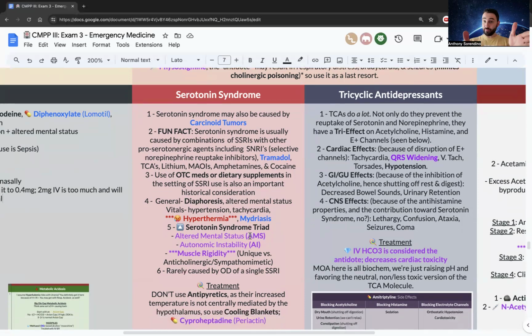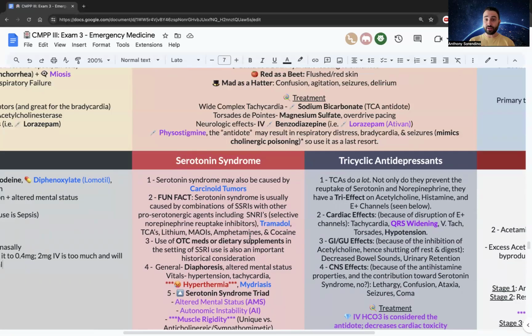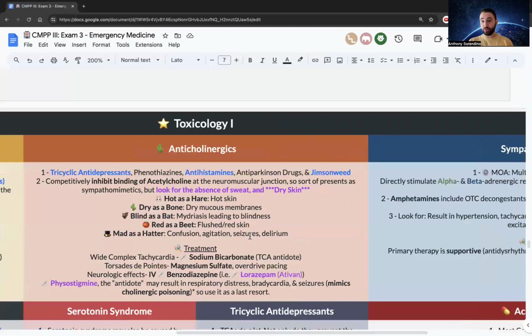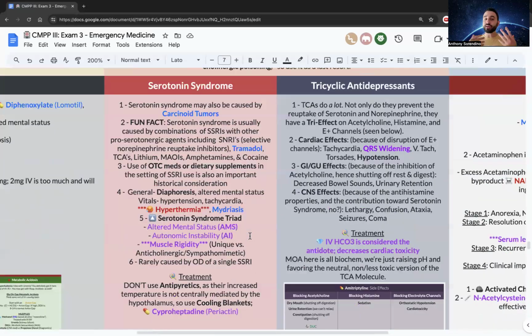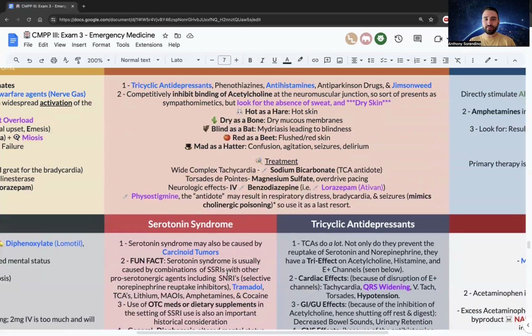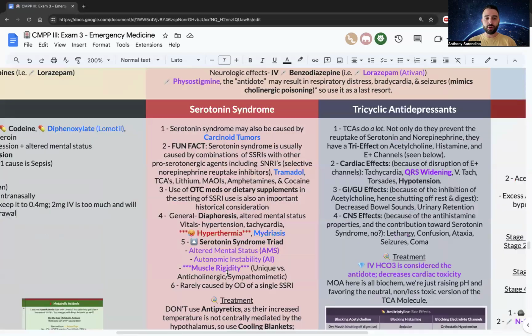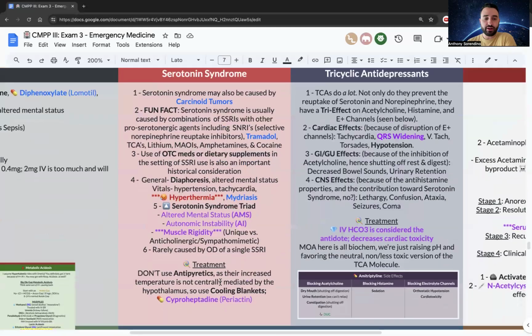So like I said, diaphoresis is here. Hyperthermia is here. Mydriasis is here. Sounds a lot like anticholinergics. Sounds a lot like sympathomimetics. But you get the serotonin syndrome triad. Altered mental status, still not unique because we had Mad as a Hatter. Autonomic instability. Yeah, there's already tons of nervous autonomic stuff going on. But muscle rigidity, that's going to be the unique one there. So look out for that.